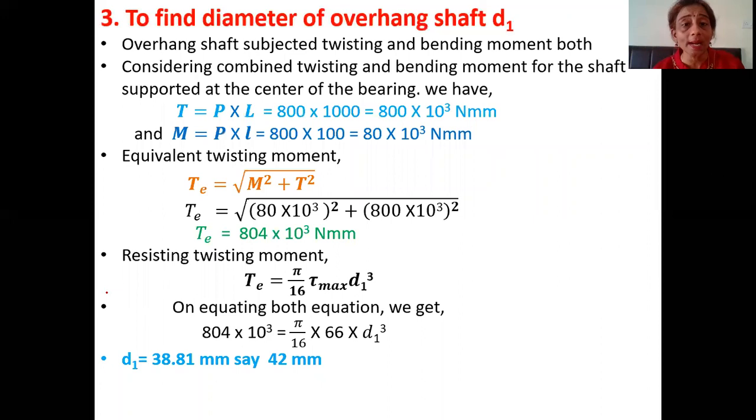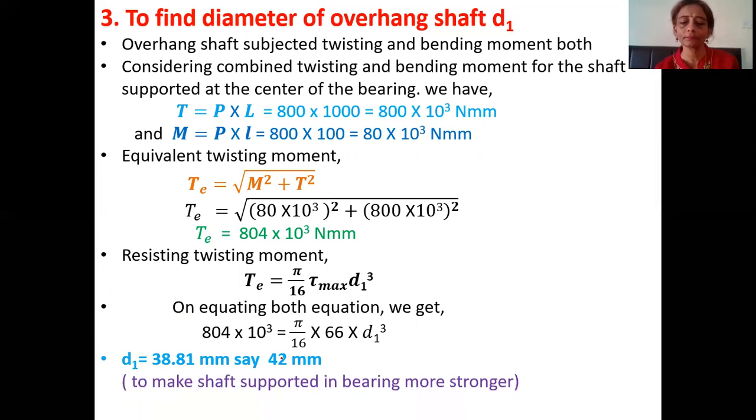But because it is an overhanging shaft, we need to make its design stronger because it is also subjected to bending moment. So last time we took the diameter of the shaft as 40, and here we took a little larger. So we will be taking 42 mm.